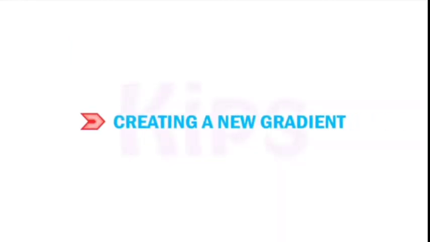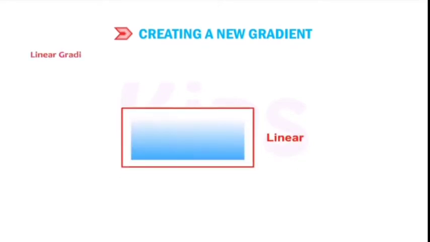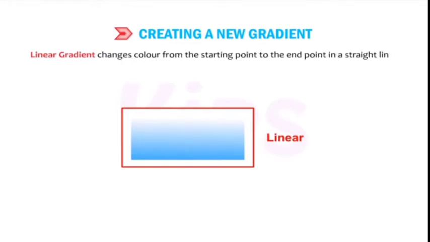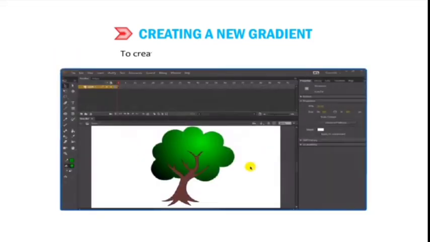Okay students, now let us find out how to create a new gradient. Animate can create two types of gradients. Linear gradient changes color from the starting point to the end point in a straight line. Radial gradient changes color in a circular outward direction starting from the focal point. To create a new gradient, follow these steps.